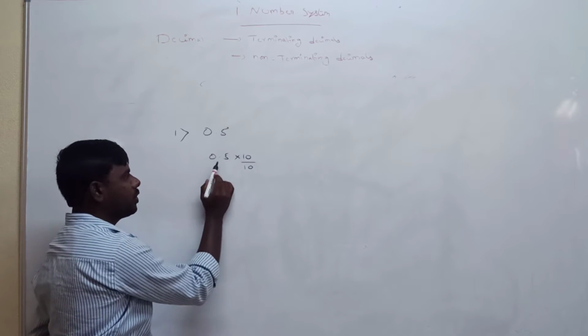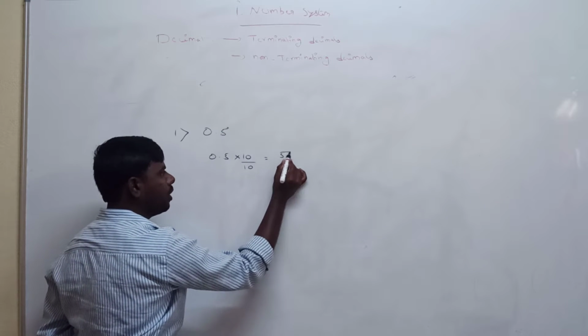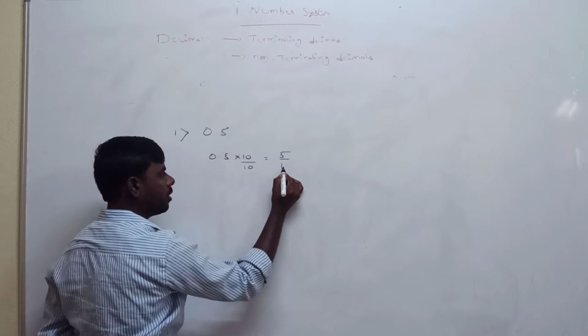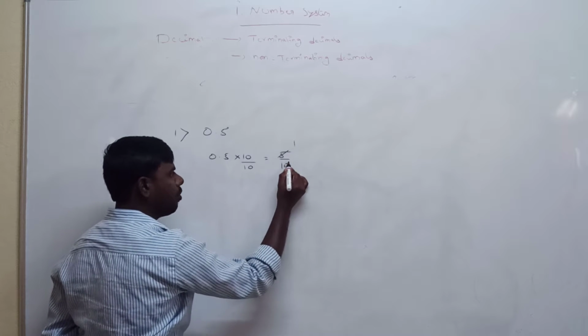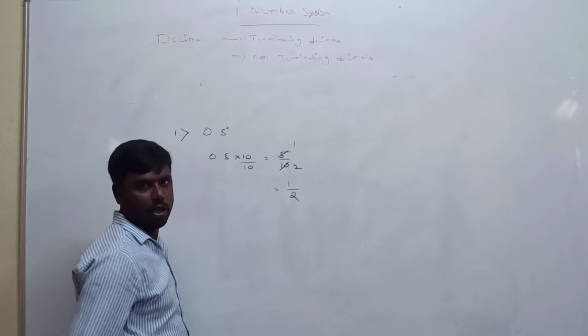Now multiply the numerator: 0.5 into 10 is 5. The denominator value is 10. So 5 ones are 5, 5 twos are 10, giving 1 by 2. It is called a rational number.